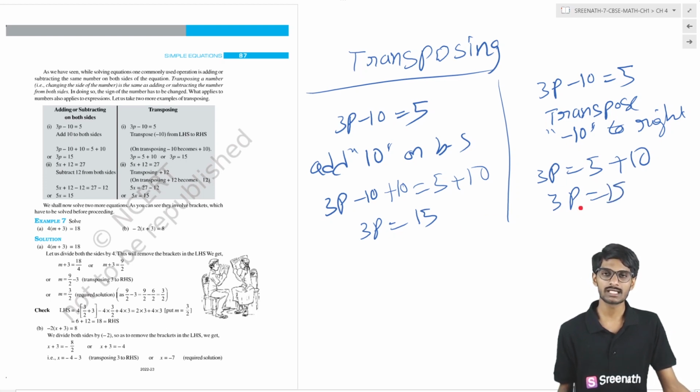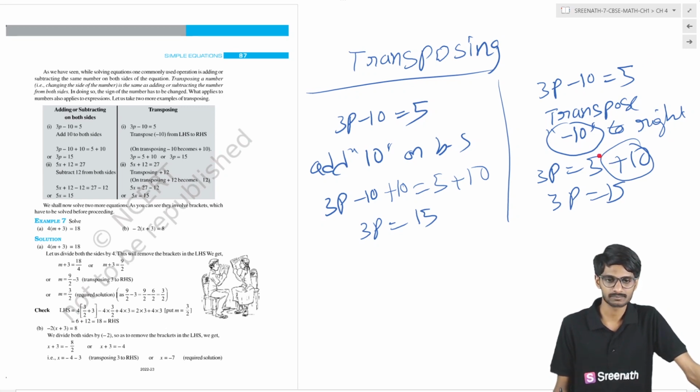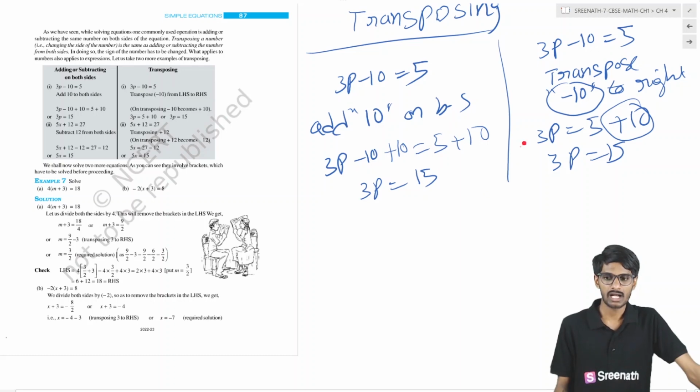Sir, why is the answer the same in both cases? Why have I transposed minus 10 from the left side to the right side and written it as plus 10? Whenever we move a term from LHS to RHS, we have to change its operation. Whenever you take minus 10, we have to add plus 10 on the other side, then it will remain equal, students. These are the rules you have to follow.